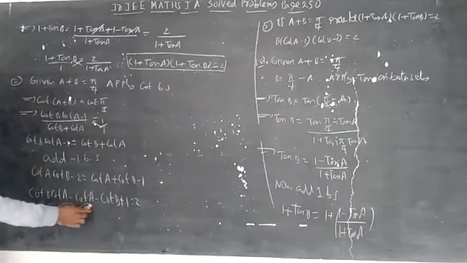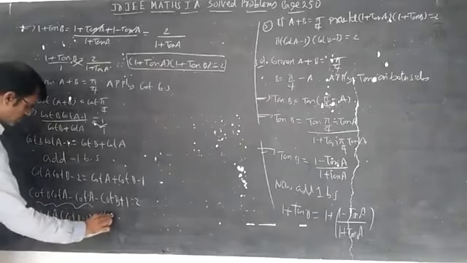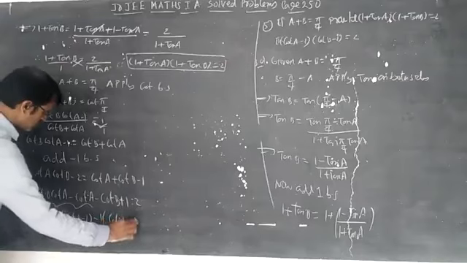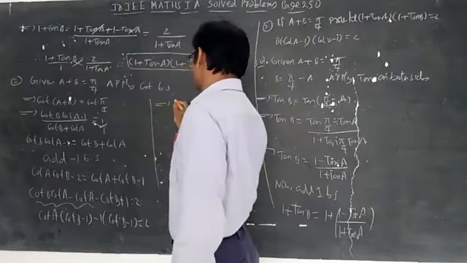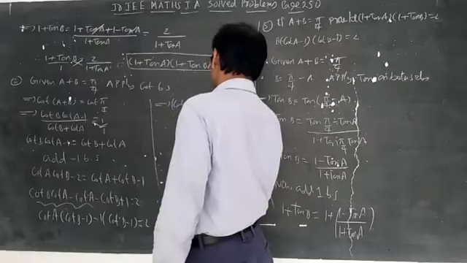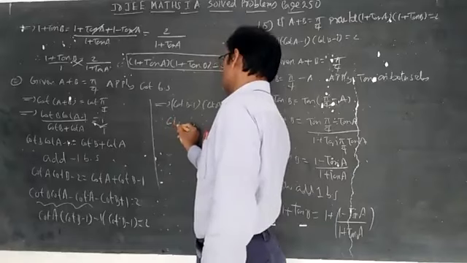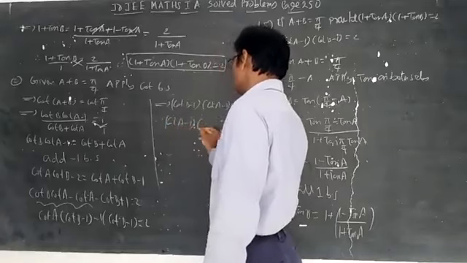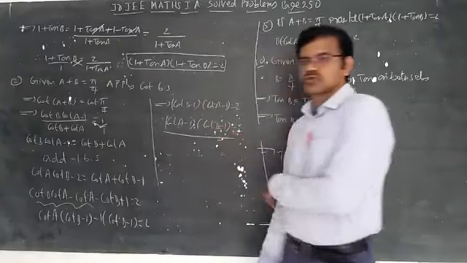Among these two terms, take cot a common. Within the brackets, you can write cot b minus 1. Minus 1 you take common. Within brackets you can write cot a minus 1 equal to 2. That implies again you can take common as cot b minus 1 into cot a minus 1 equal to 2. Therefore, that's all. We got the answer. The proof is that cot a minus 1 into cot b minus 1 is equal to 2.